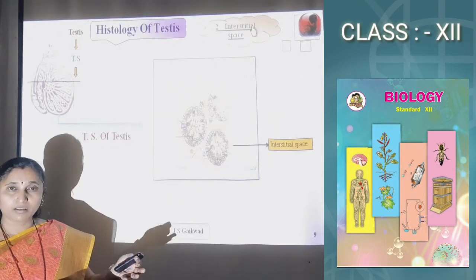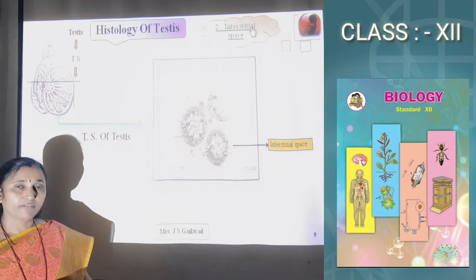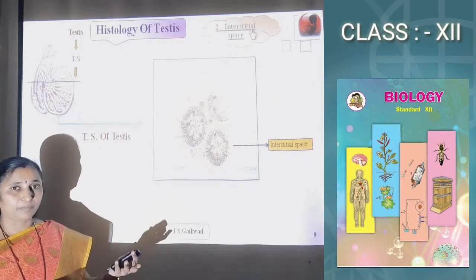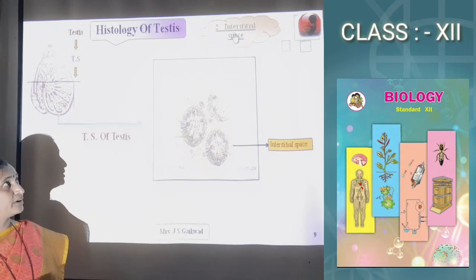First, we consider the external coverings: tunica vasculosa, tunica vaginalis, tunica albuginea. These are the protective layers. Now, the second point is the interstitial space.